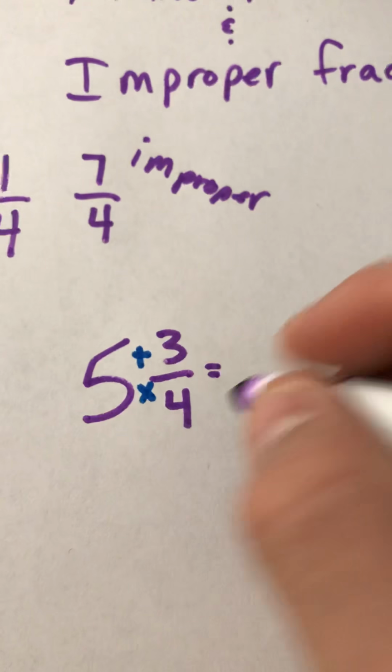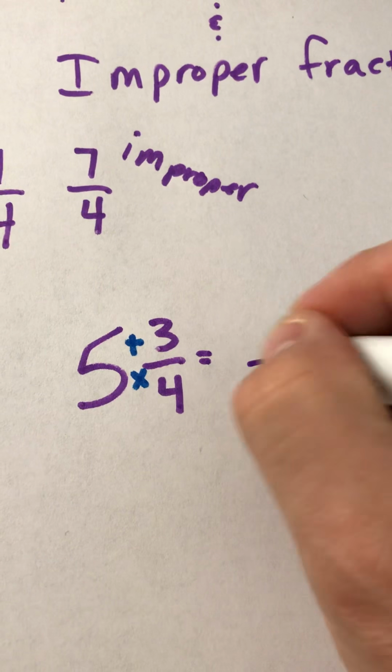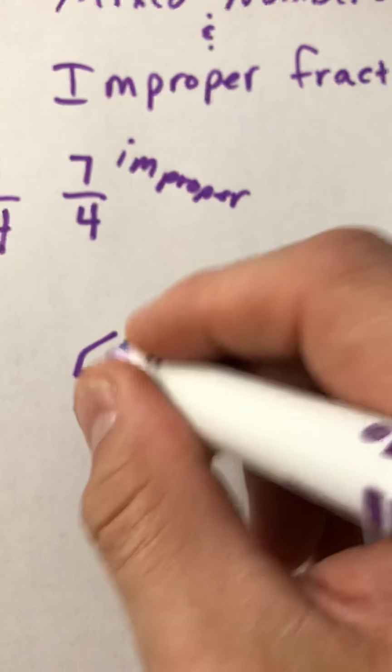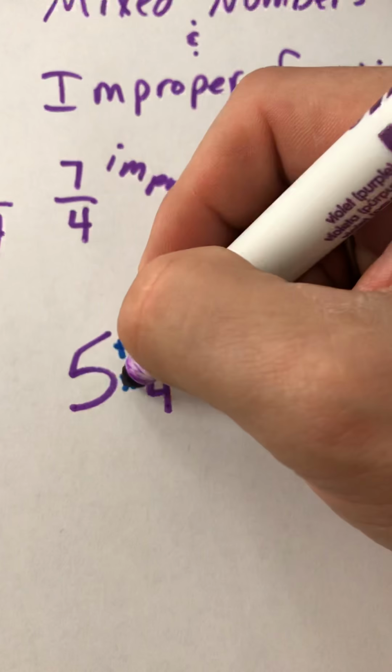Now my denominator does not change, so I'm still dealing with fourths. If I look at my operations here, I do 5 times 4, which is 20, plus 3. So my improper fraction is 23/4. Over here with 7/8, same thing. I always keep my denominator. Multiply first. 7 times 8 is 56, plus 7 is 63. So that's how you do your improper fractions coming from a mixed number.